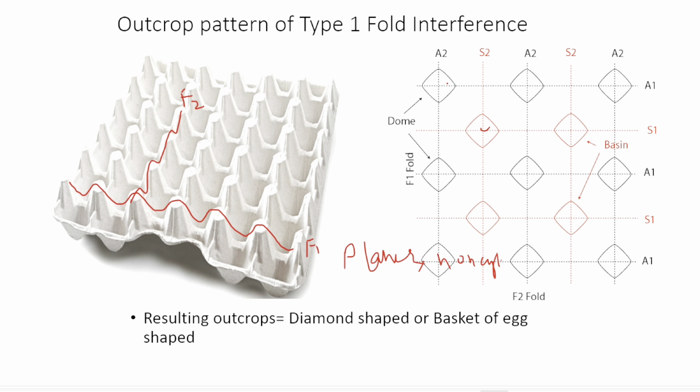One basin is surrounded by 4 domes, or one dome is surrounded by 4 basins. And the dips in case of basin are dipping toward each other, and in case of dome dipping away from each other.